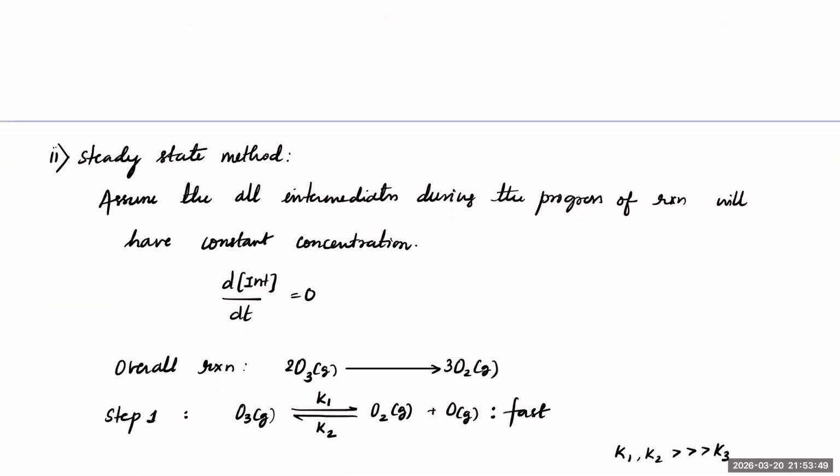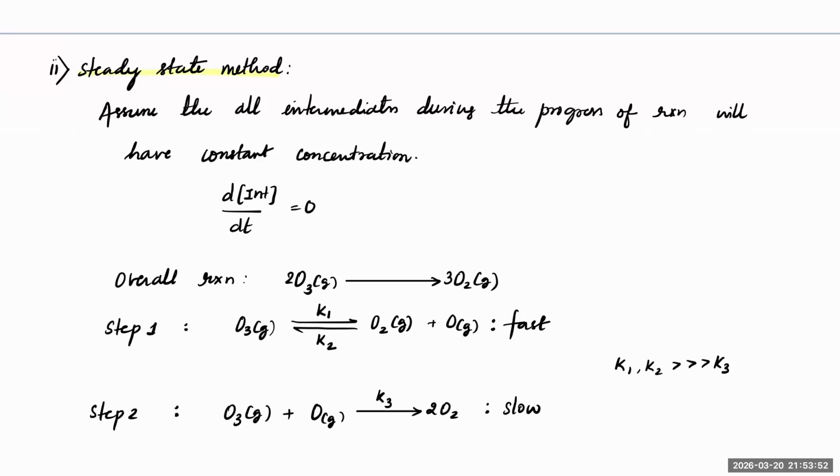The next one is the steady state method. The next term is steady state method. Steady state approximation is the other term used, SSA, steady state approximation method. Here, what we assume is that whatever intermediates are forming, their concentration is always constant. So if the concentration of the intermediate is constant, that means the rate of change is zero. The rate of change of the intermediate is always equal to zero because it will always have a constant concentration.